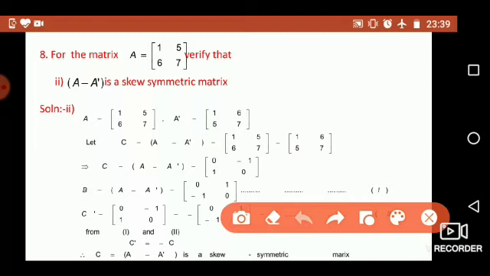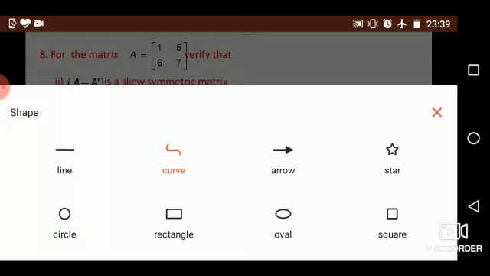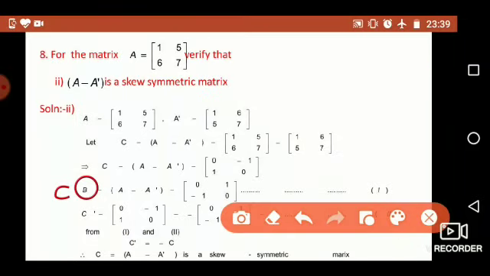Dear students, here is a small mistake. Instead of C, I wrote B. You make it a C. Therefore, this is our matrix C. C is equal to A minus A dash, and its elements are 0, minus 1, 1, 0.